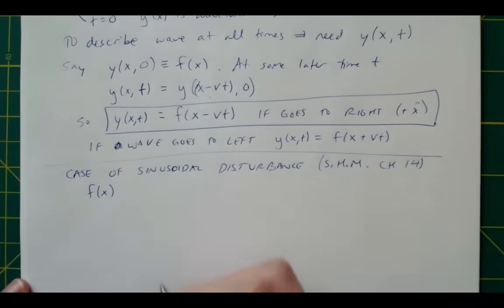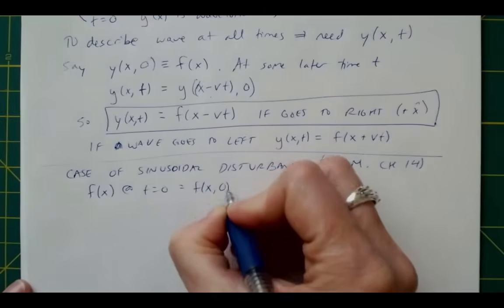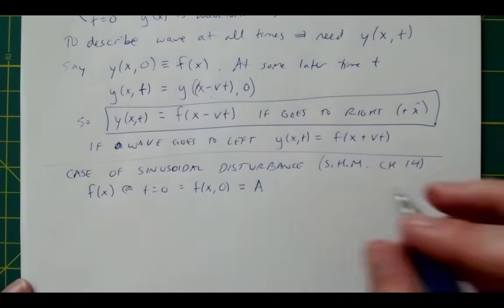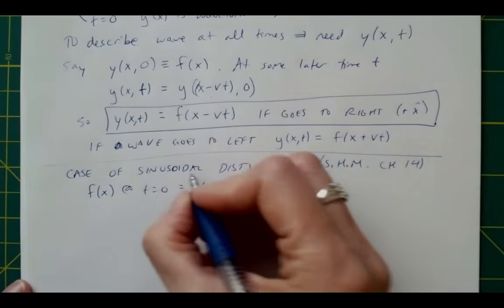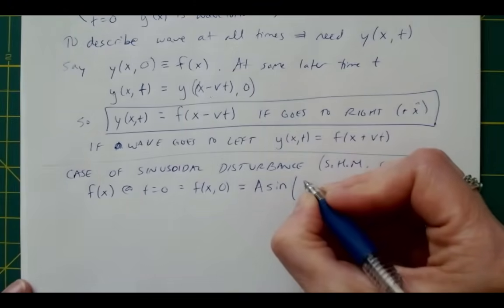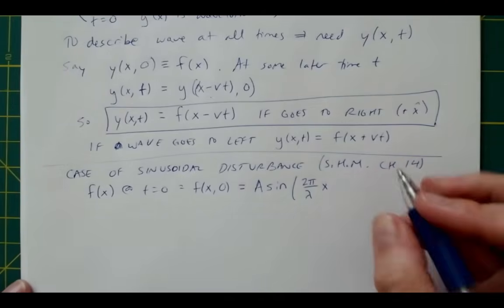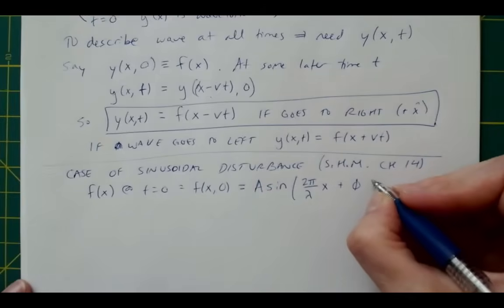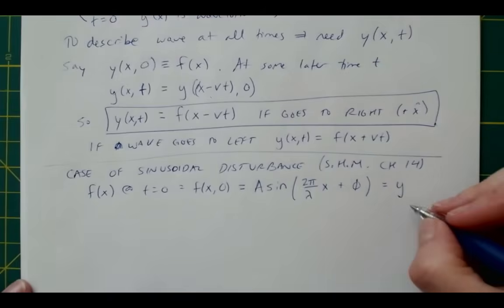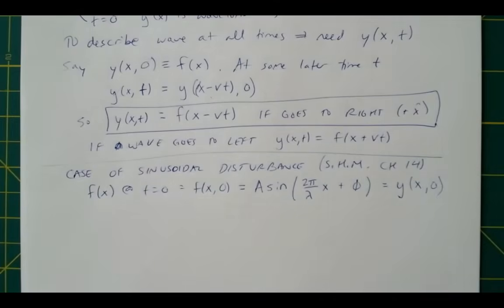So f as a function of x at t equals 0 is going to be our f of x comma 0. And that's going to be equal to some amplitude A. And because I chose a sinusoidal disturbance, I'll just put it in as sine of 2 pi over lambda, and I'll define lambda in a second, times x, plus phi. And this would be equal to the position of a given particle as a function of its position at t equals 0.